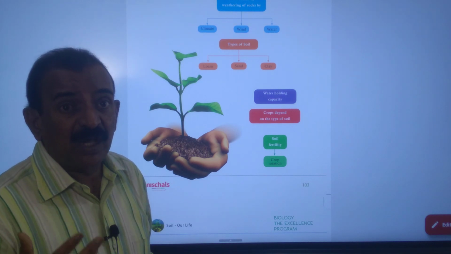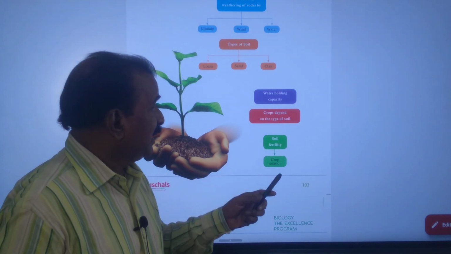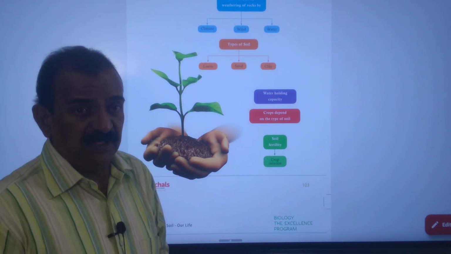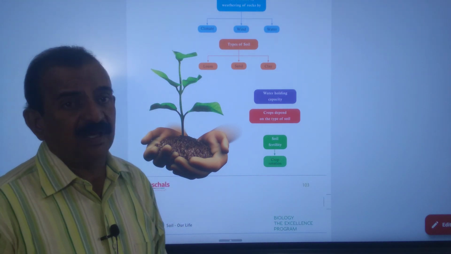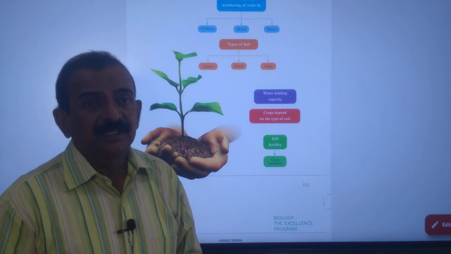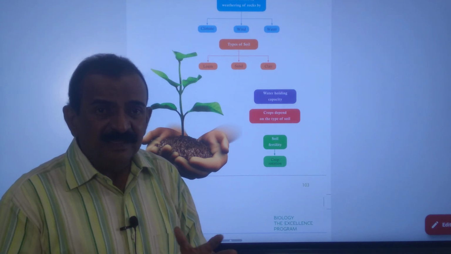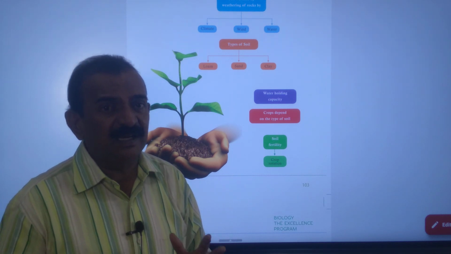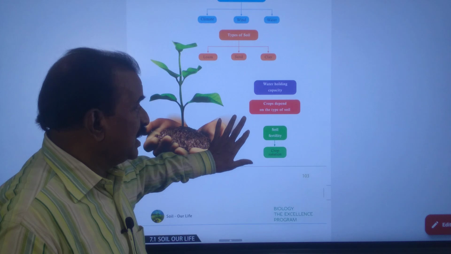And here in this chapter we are learning water holding capacity, which type of soil is having more, that is the soil holding capacity, and crops depend on the type of the soil. So farmers, we are growing different types of crops on land, on earth. So here we are growing these crops based on the type of the soils which are present on the land.